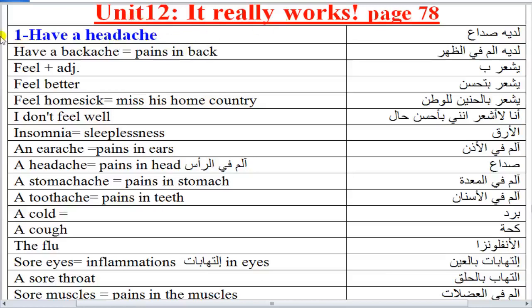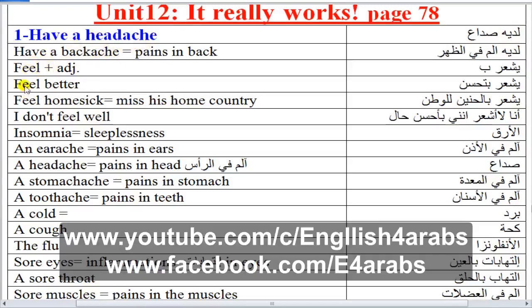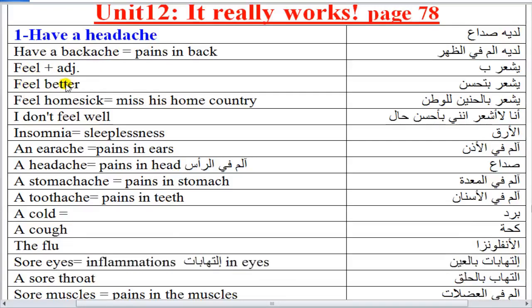It really works. Words in exercise number 1. Have a headache. Have a backache. Backache, pains in the back. Feel plus adjective. Feel bitter. Feel homesick. Miss his home country.